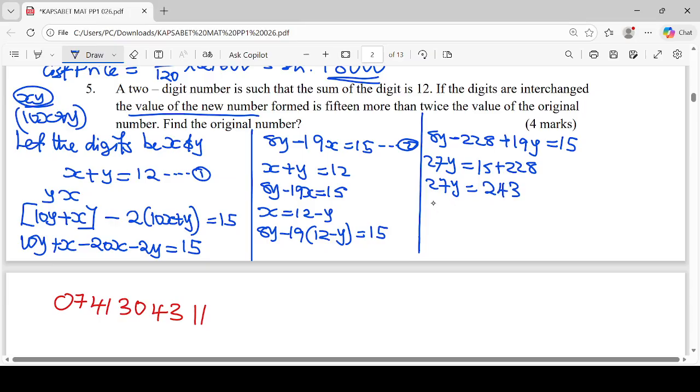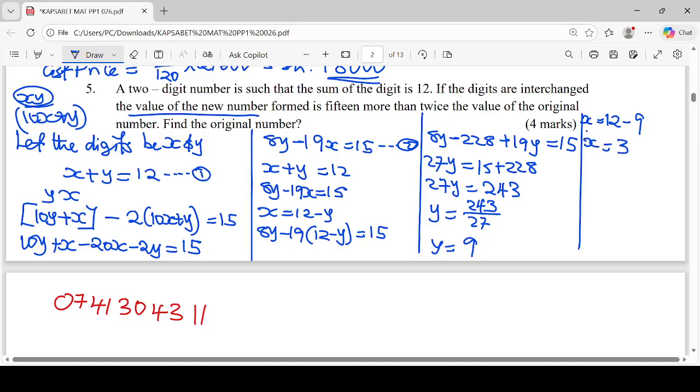When you divide through by 27, y should be given by 243 divided by 27, therefore y is 9. After getting the value of y as 9, ladies and gentlemen, we need to get the value of x. Remember we said x is given by 12 minus y, which is 12 minus 9. Therefore, x is equal to 3.